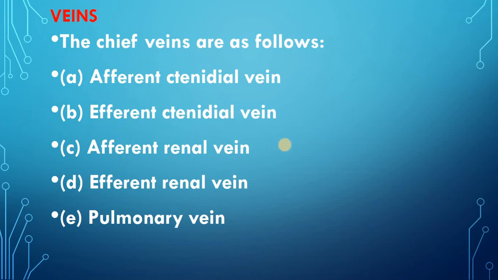it to the auricle. Next is the afferent renal vein, which is situated on the roof of the posterior renal chamber and originates from the periintestinal sinus, and it pours its blood into the posterior renal chamber. Next is the efferent renal vein, which carries the blood of the posterior renal chamber to the auricle. Next is the pulmonary vein, which collects blood from the walls of the pulmonary sac and opens into the auricle.